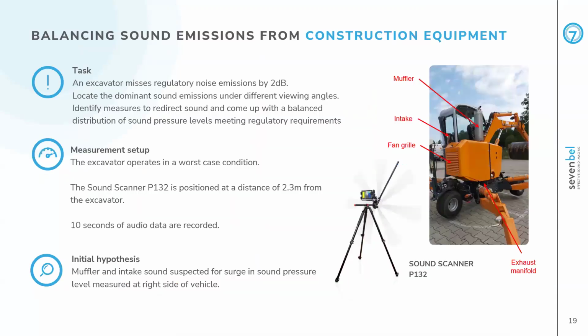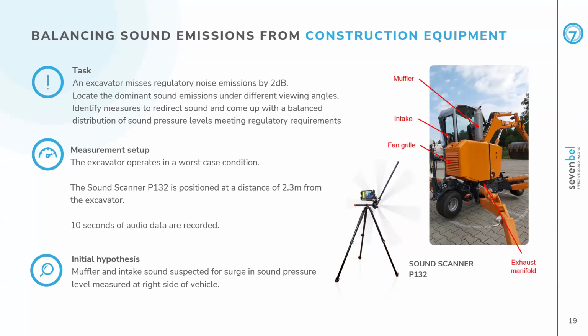Let's head on to the next example. This time from the construction equipment industry. In this particular situation, we're talking about balancing sound emissions from construction equipment. Here we have an excavator which misses a regulatory noise requirement by 2 dB, so it was 2 dB above the threshold. The task was to localize the dominant sound emissions under different viewing angles and identify measures to redirect the sound and come up with a balanced distribution of sound pressure levels all around the equipment, because this is what has to be met during regulatory testing, to meet that regulatory limit all around the equipment.